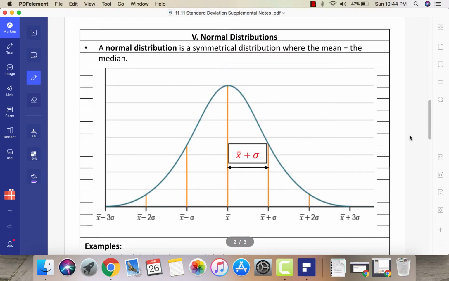Normal distribution. A normal distribution is a symmetrical distribution where the mean equals the median. The mean plus the standard deviation will give us the next point.